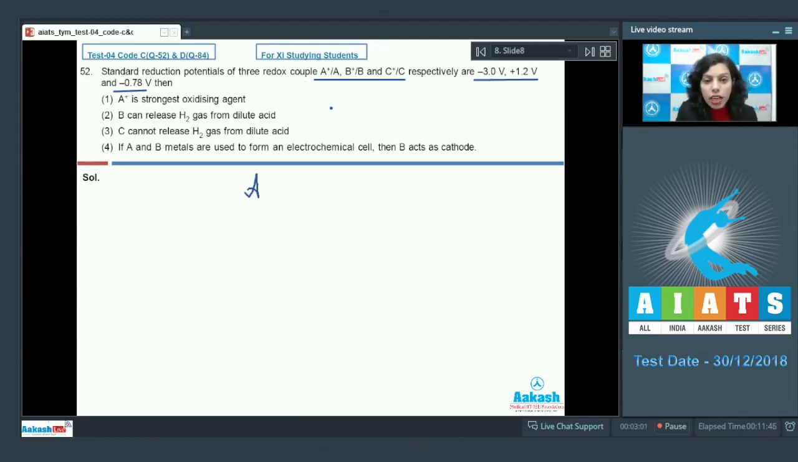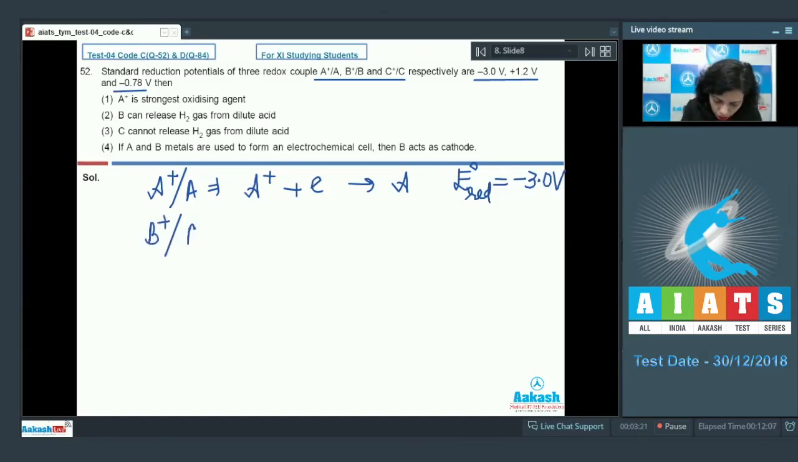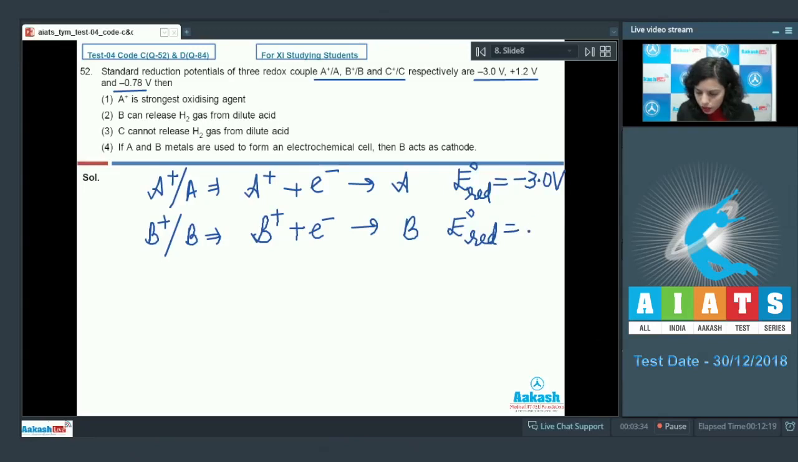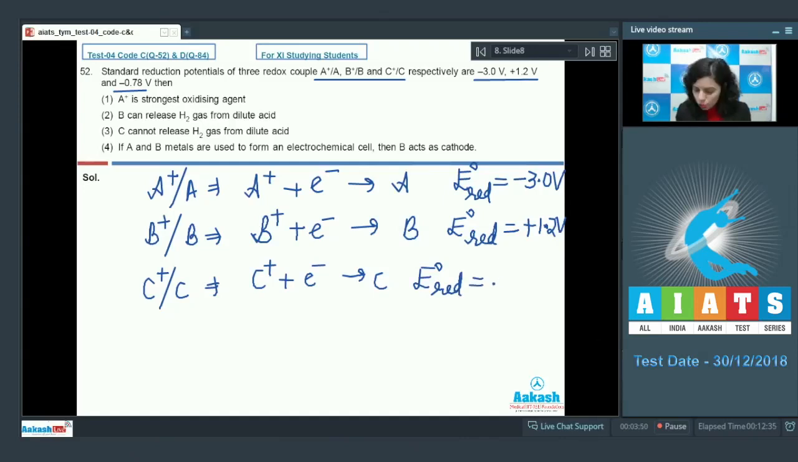In the first case, the reduction potentials are given. That's why this case can be represented as this, and for this, the reduction potential which is given is -3 volt. Now after this, the second case, B is here, so the reduction potential is +1.2 volt. Now after this, we have C. For this, the value is also given, that is equal to -0.78 volt. So you can easily analyze these electrodes along with their electrode potentials.